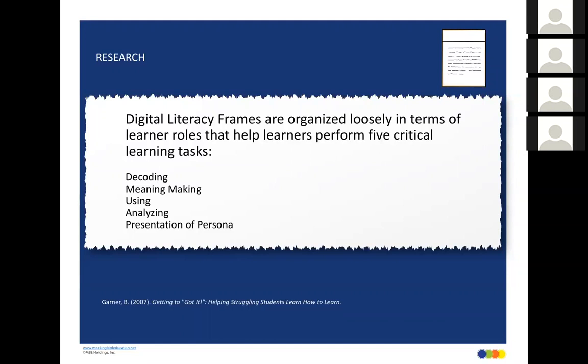So let's do this really quickly in our chat box. I know I haven't gone into depth over these, but let's just use the andragogy skill of discovery. So decoding. Decoding means to break something down or to know how to digest the parts of it. Meaning making, using, analyzing, presentation of persona. I'd love to hear some feedback. Where do we see some of these concerns popping up for our learner population? If you had to choose one, what would be the biggest need? Do they need most help in decoding? Do they need most help in analyzing best sources? Just if you would chat with us, what are some reflections?